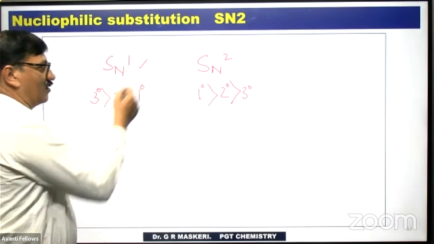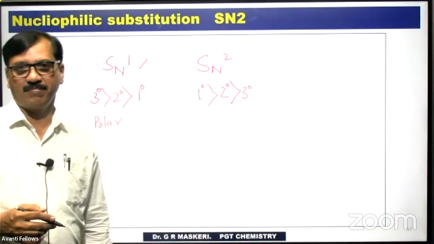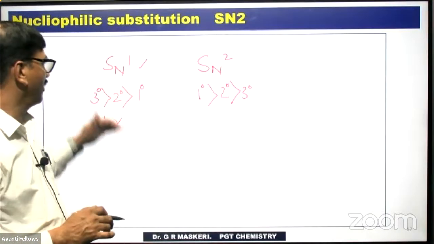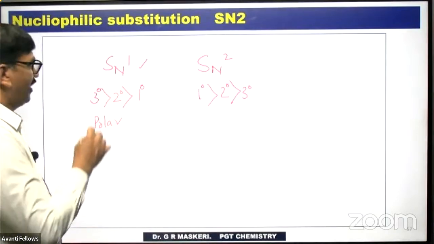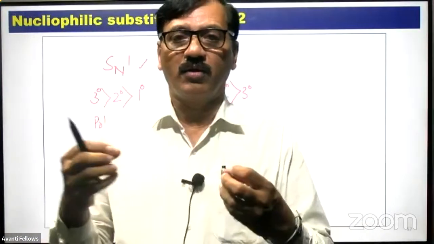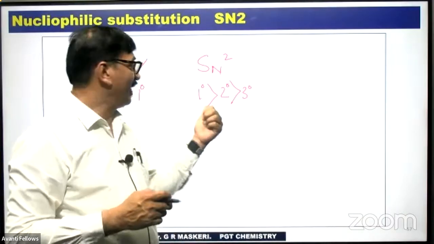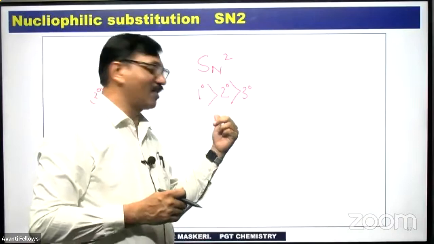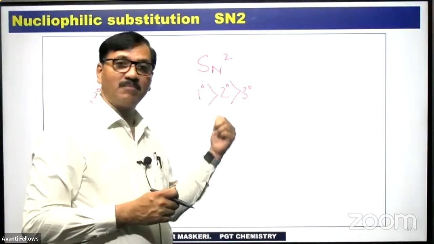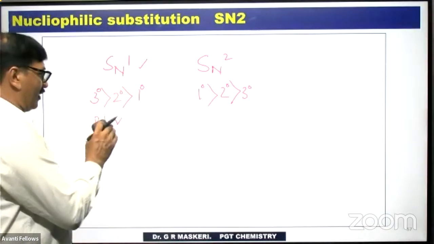Now, the SN1 path is favored by polar reagents, where the stability of the carbocation is more, right? This is the condition for the SN1 path. And the SN2 path is followed when there is no disturbance in the path. If there is much steric hindrance, it won't follow the SN2 path. It will go the SN1 path. Therefore, primary halides will preferably undergo the SN2 path, right? So this is the important thing.